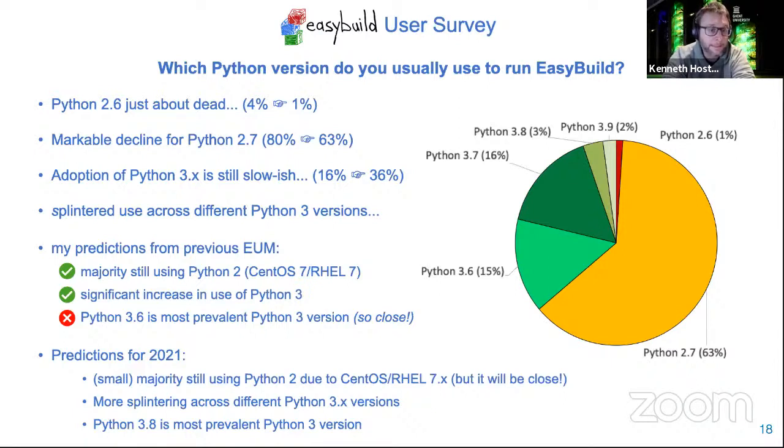So just for the fun of it, I made new predictions for this year. If we do the survey again at the end of 2021, I think we'll still see that Python 2.7 is actually the most used Python version to run EasyBuild, even though it's a dead language, it's a dead version. We're probably going to see more splintering across Python 3 versions. And I think or hope that Python 3.8 will be the most prevalent Python 3 version, even though it's now pretty small at 3%. I think that's where we're going towards.